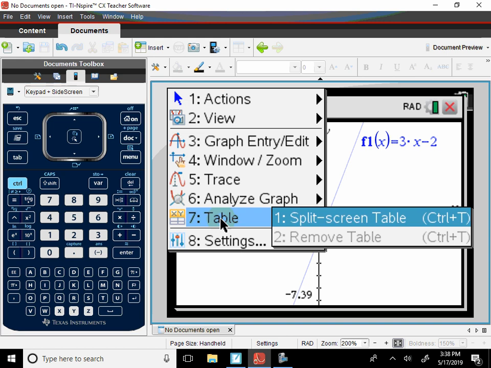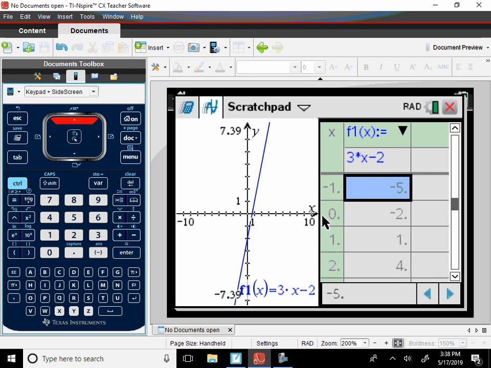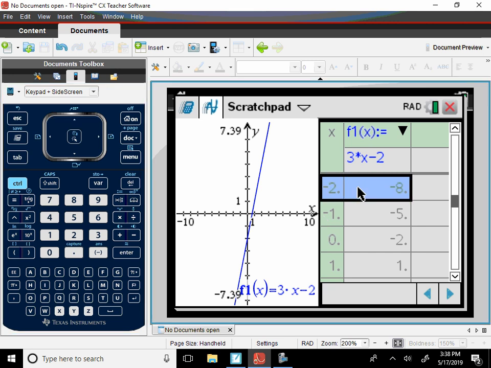Okay, so we want to make a table. So I'm going to do menu, table, and split the screen. We like to start at -2. Remember, when you make a table, some numbers should be negative, some numbers should be positive. I'm just going to copy that table down on my workbook really quick. So -2 is paired up with -8, -1 is paired up with -5, and then it goes up by 3. Duh, that's what the slope said. The slope in the equation was a +3.